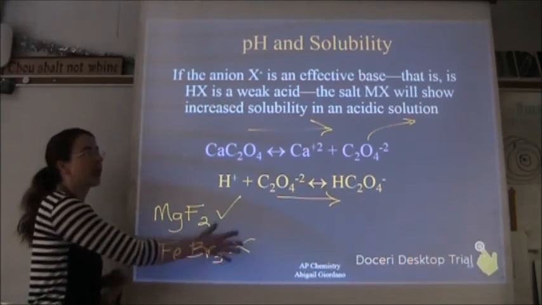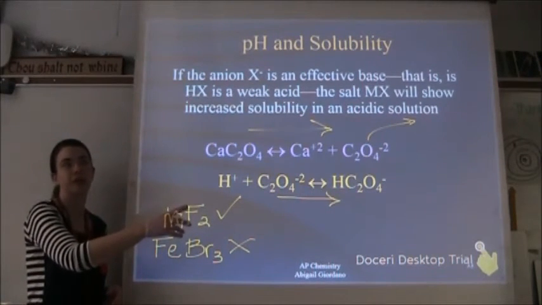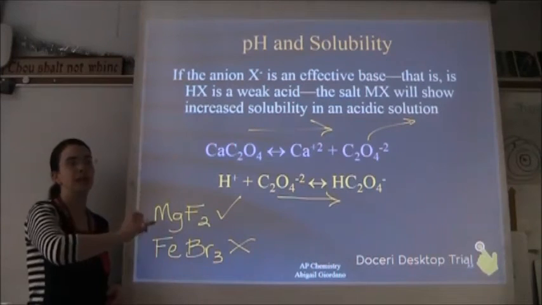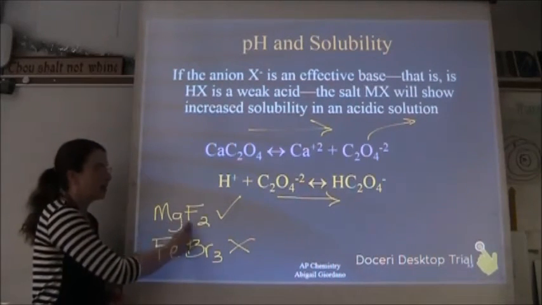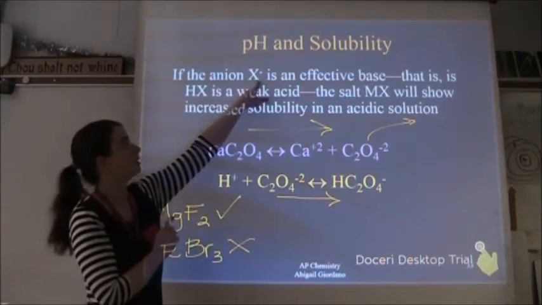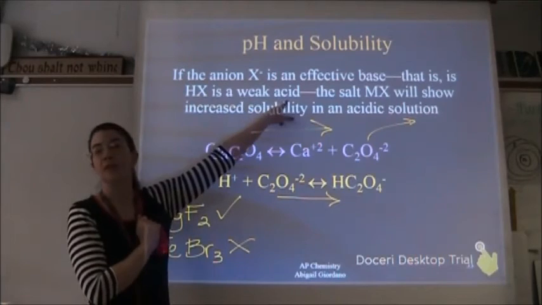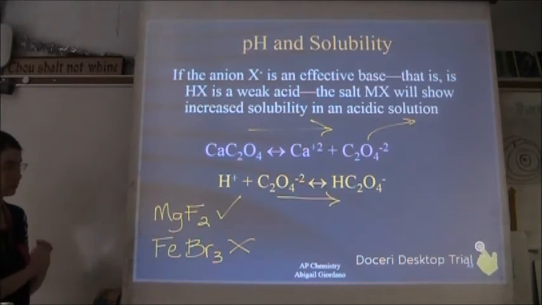You will see these kinds of questions in multiple choice. It'll say, which of the following salts has its solubility affected by pH? You are looking for a salt whose anion could form a weak acid. That's what you're looking for. Okay?